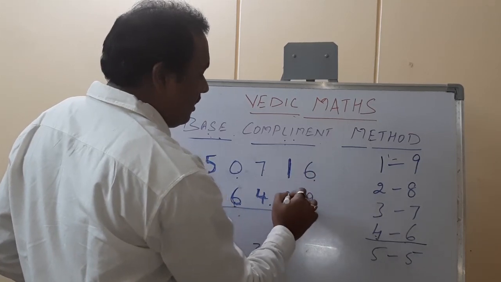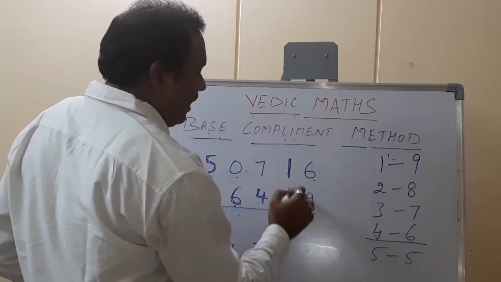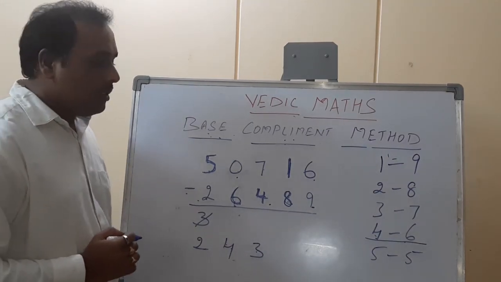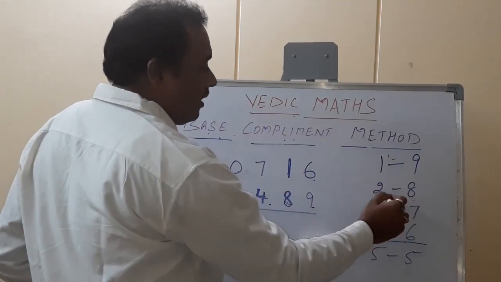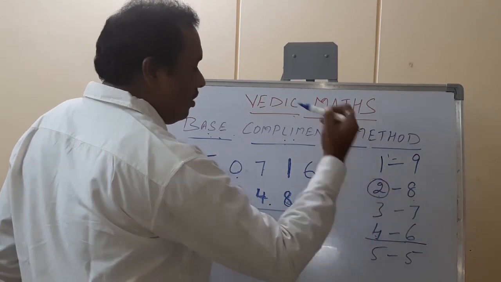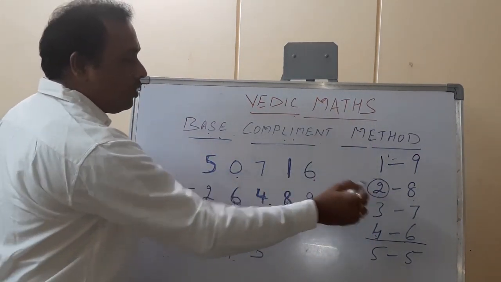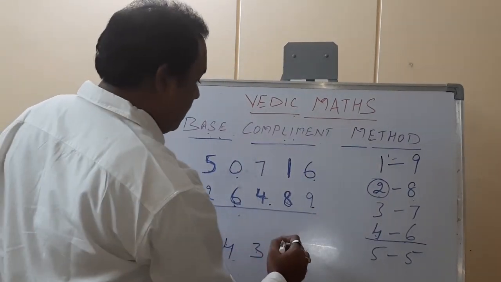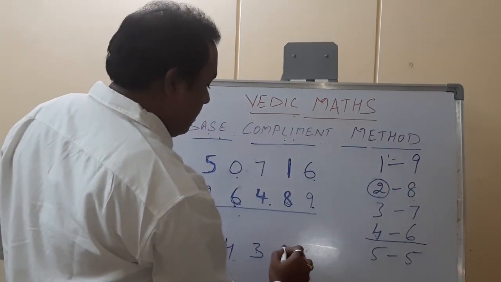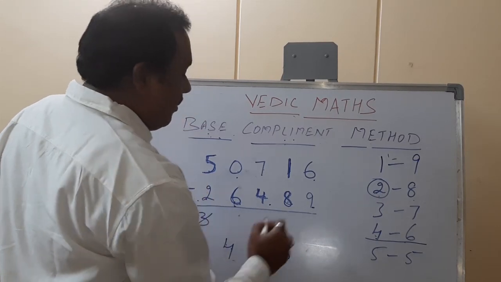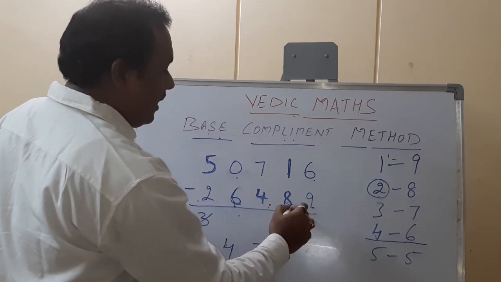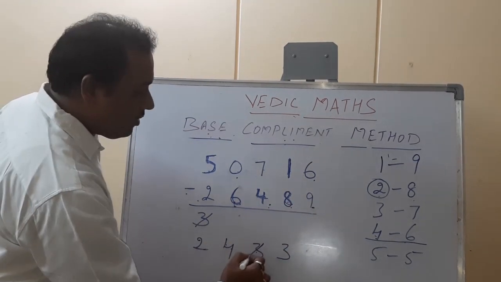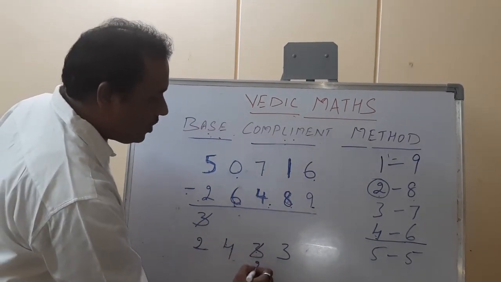Now we have 8 here. So can we subtract 8 from 1? No, we cannot subtract 8 from 1. So what is the complement of 8 here? The complement of 8 is 2. Now what we are trying to do? 2 plus 1 is 3, right? So we are going to write 3 here. Okay, but as I am going for the complement method, what we have to do here? We have to reduce 1. So 3 will become 2 here.